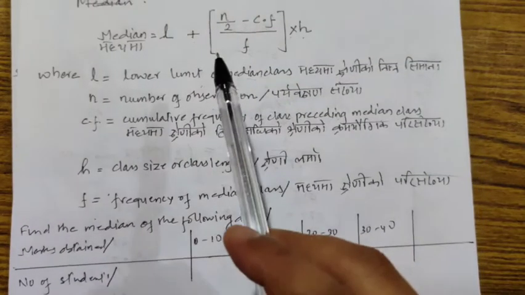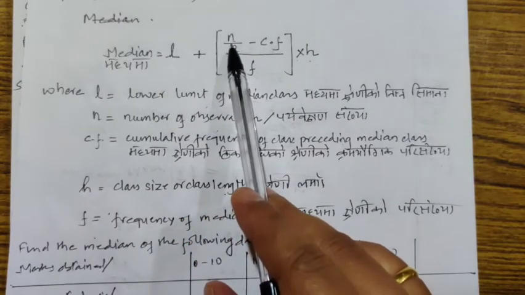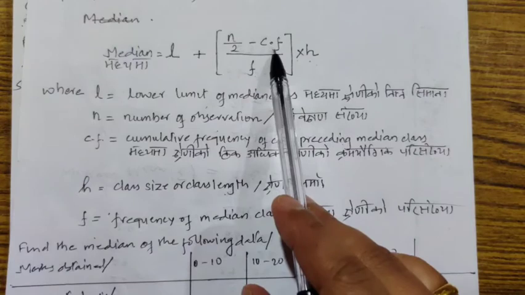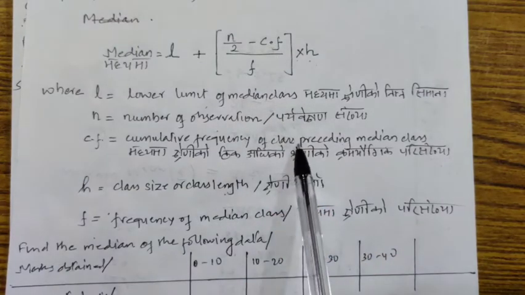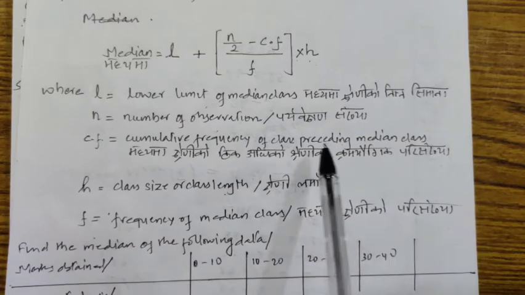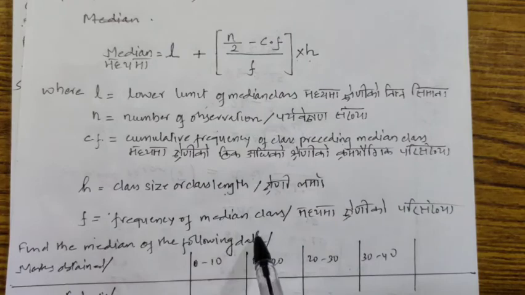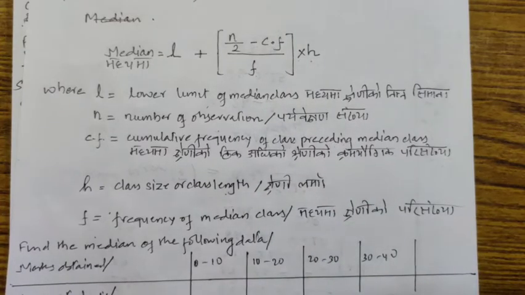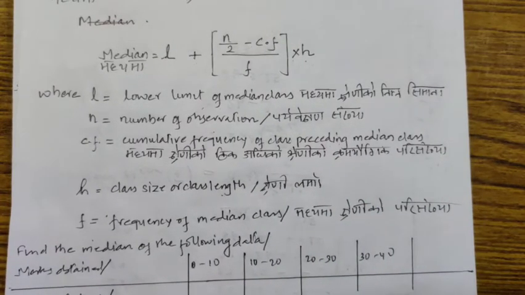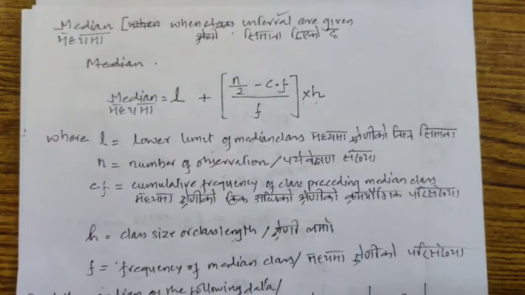Again, L is the lower limit of the median class. N is the number of observations. CF, be careful, cumulative frequency of the class preceding the median class. That means before the median class. F is the frequency of the median class. H is the class size or class length. So we'll have to use this formula when class intervals are given to us. Let's try solving this.